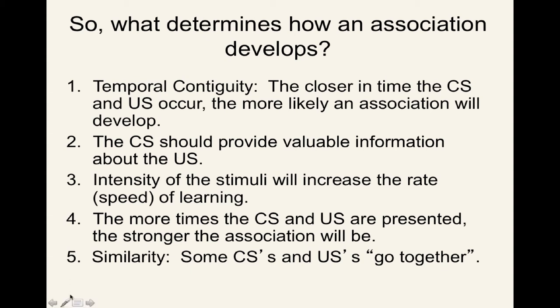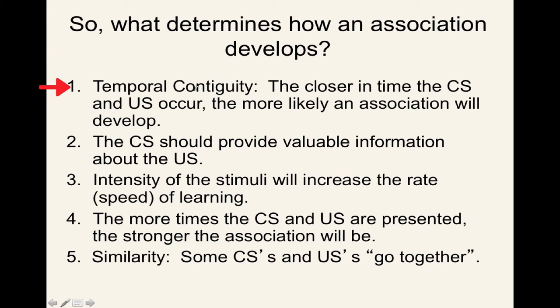The first one is temporal contiguity, and that's just that there is better learning if the CS and the US occur close together in time. So the CS and US have to occur in a close period of time, and the better that happens, the more likely an association will develop.